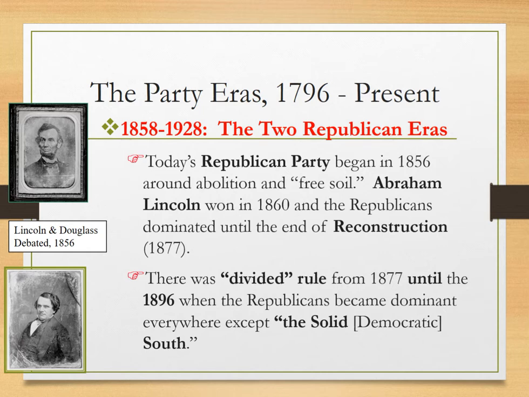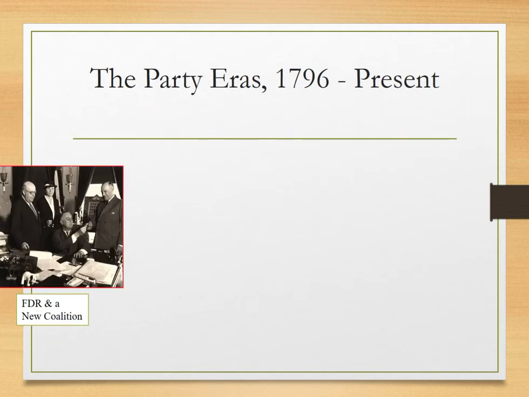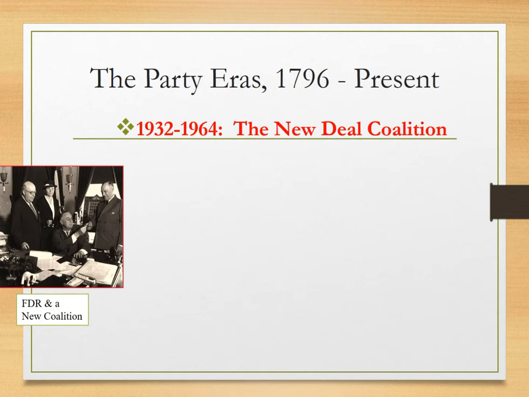But there was some degree of Republican dominance everywhere else in this period. Then you had the party era of 1932 to 1964, the New Deal coalition. I'm showing you here a picture of part of Franklin Roosevelt's cabinet, the FDR coalition, the new coalition that Franklin Delano Roosevelt, the former governor of the state of New York, created. And if I'm not mistaken, he was a cousin of Teddy Roosevelt, a former president. Or related to Teddy Roosevelt, I should say.